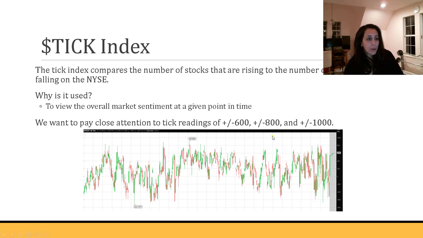So this is an example of the tick on a 1 minute chart. Usually traders get interested when it's above 600, above 800, below negative 600, below negative 800, or at the 1,000 numbers. Usually in the middle, 300 to negative 300, it's neutral and doesn't represent much. So those are the numbers, 600, 800, 1,000, again depending on what day it is, where you want to get excited and it should get your attention.